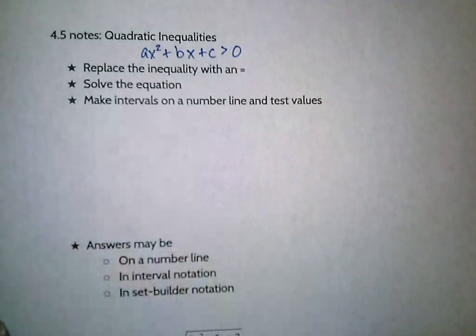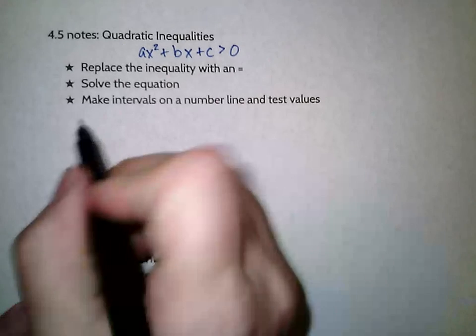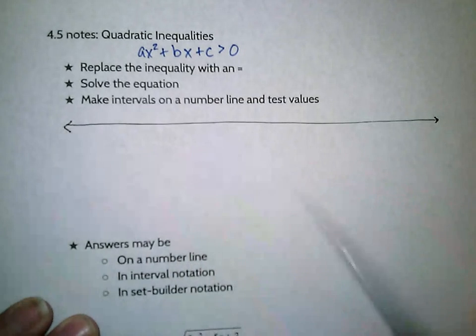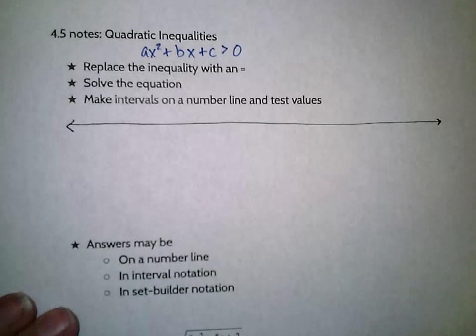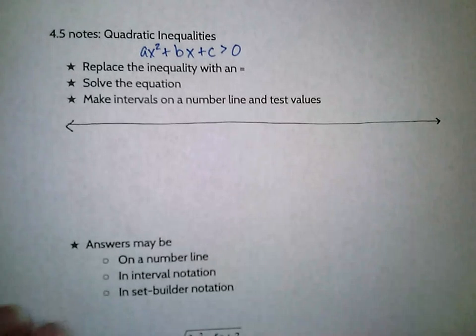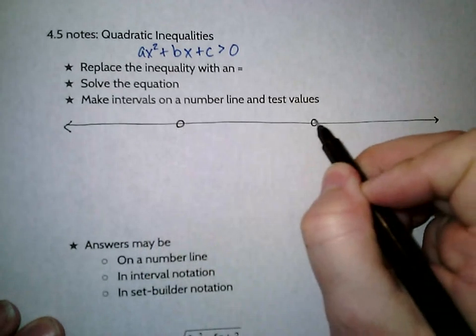You're going to start by replacing the inequality with an equal sign. Then we will solve the equation and make intervals on a number line so we can test values. So we'll create a number line. And then whatever we got for our two solutions on that quadratic equation, because remember we started by replacing it with an equal sign, we're going to make divisions on our number line.